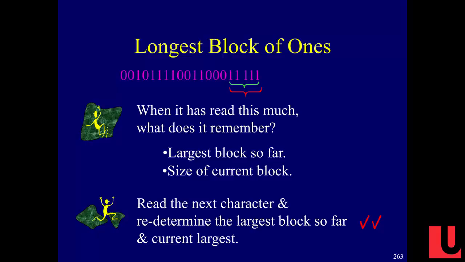So the loop invariant would be that we read the prefix from 1 to i and we know the longest block and the current block. Doesn't that make sense? In fact, if you were writing the code to do this, you would have variables which remember the longest block, and variables which remember how many ones we've seen in the current block. And so the loop invariant has to reflect what it is that I'm remembering.